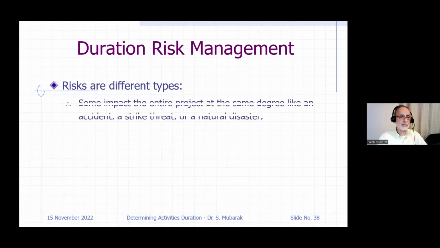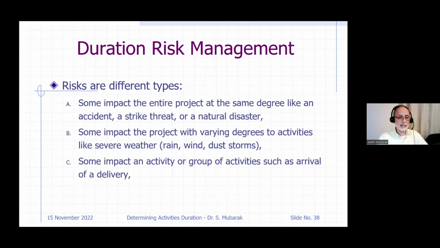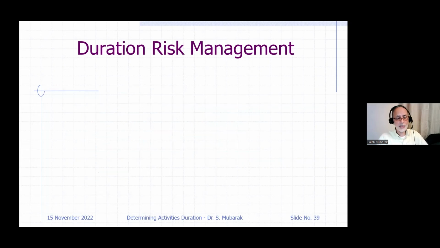Duration risk, there are several types of risk as far as the schedule is concerned. Some impact the whole schedule. Something happens, an accident, a strike threat, a natural disaster, COVID, for example, and then there is an impact with varying degrees. If you have heavy rain, it will affect the outdoor activities a lot more than the indoor activities. Then there is a special group, one activity or a group of activities risk, such as delivery. If materials for an activity or a group of activities are delayed, it's going to impact those activities and, of course, their successors.